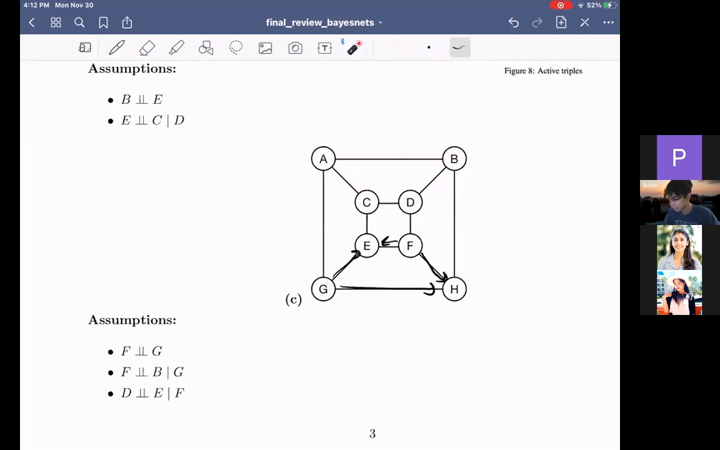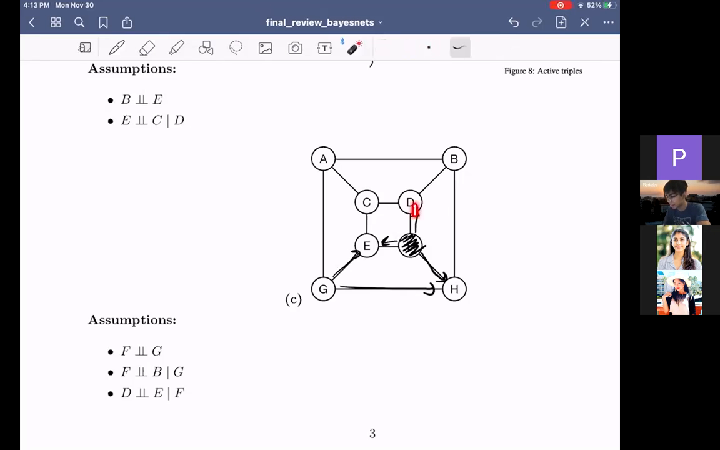Cool. Maybe let's try D is independent of E given F. I think it might be an easier one. D is independent of E given F means we want this path to be inactive as well as this path to be inactive. How do I do that? Draw an arrow from F to D. Sure.